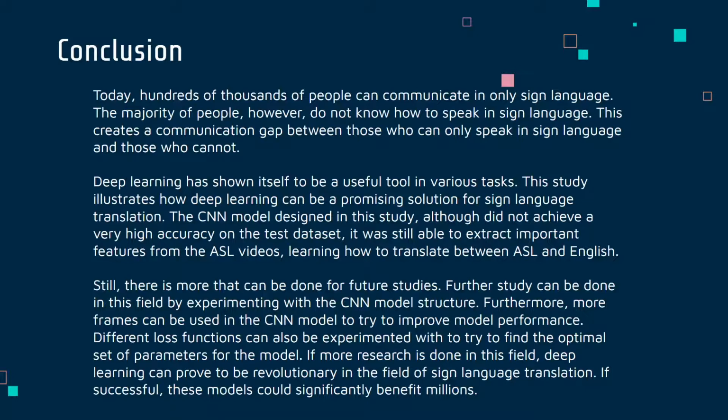Still, there is more that can be done for future studies. Further study can be done in experimenting with the CNN model structure, trying to increase the data size by adding more frames in order to improve model performance, and also experimenting with different loss functions in order to try to optimize the weights. If more research is done in this field, deep learning can prove to be revolutionary in the field of sign language translation, and if successful, these models could significantly benefit millions.